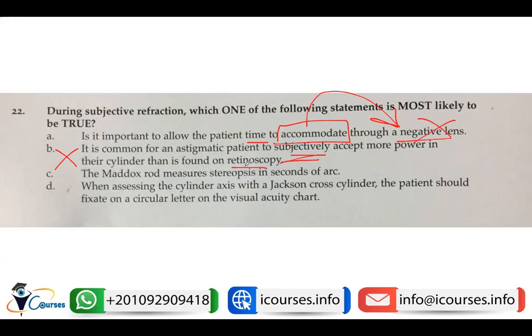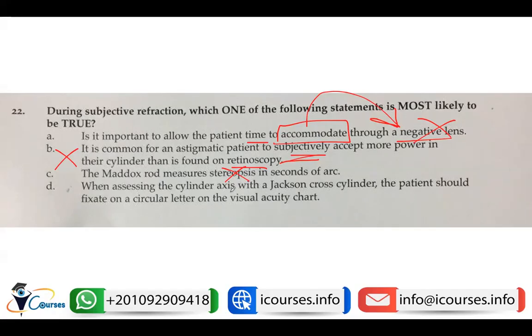Maddox rod is not a test for stereopsis. It is a test for heterophoria, and this is heterophoria for far. So as we mentioned in the prism lecture, the Maddox rod is used to detect if the patient has hyperphoria, hypophoria, esophoria, exophoria, and this is done for far. But if we want to measure the heterophoria for near, then it can be done by the Maddox wing.